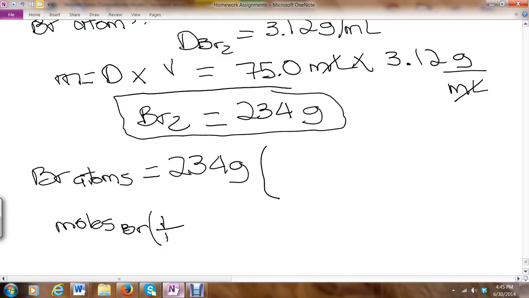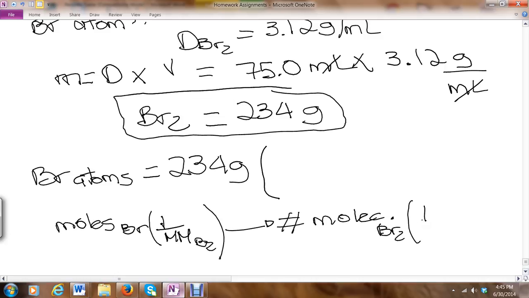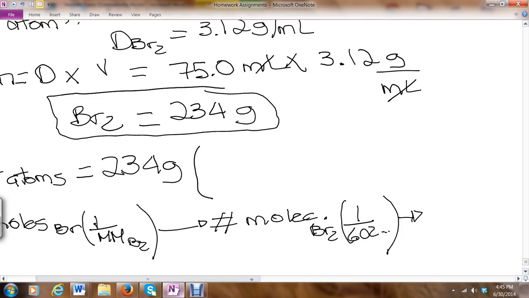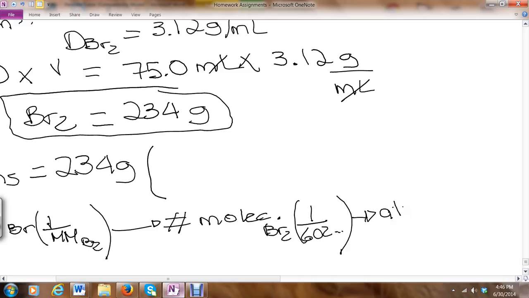1 over the molar mass of Br2. Then you have to find the number of molecules of Br2, because Br2 is a diatomic molecule, right? By Avogadro's number, 6.02 by 10 to the 23rd. Then you have to find out the number of atoms of Br, because that's what they're asking. Okay, don't get lost. And then you account for the subscript. Okay, the conversion.